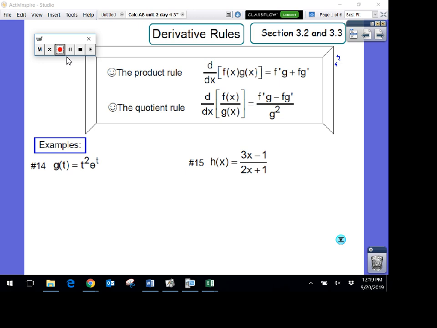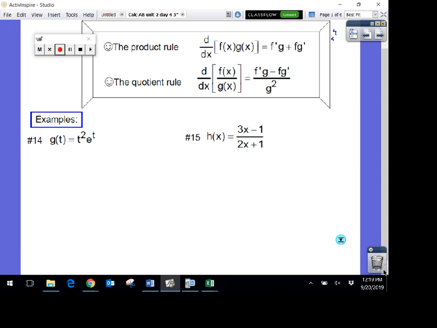So this first one, g of t equals. So we have two things that we're multiplying together here. Think of this as f of x and this as g of x. Two things right there. So if we want to find g prime of t, we're going to take f prime of x, and you don't have to write this, I'm going to write it right now just so that you see it over and over again. We're going to take f prime of x times g of x plus f of x times g prime of x. So we're going to do those things right there.